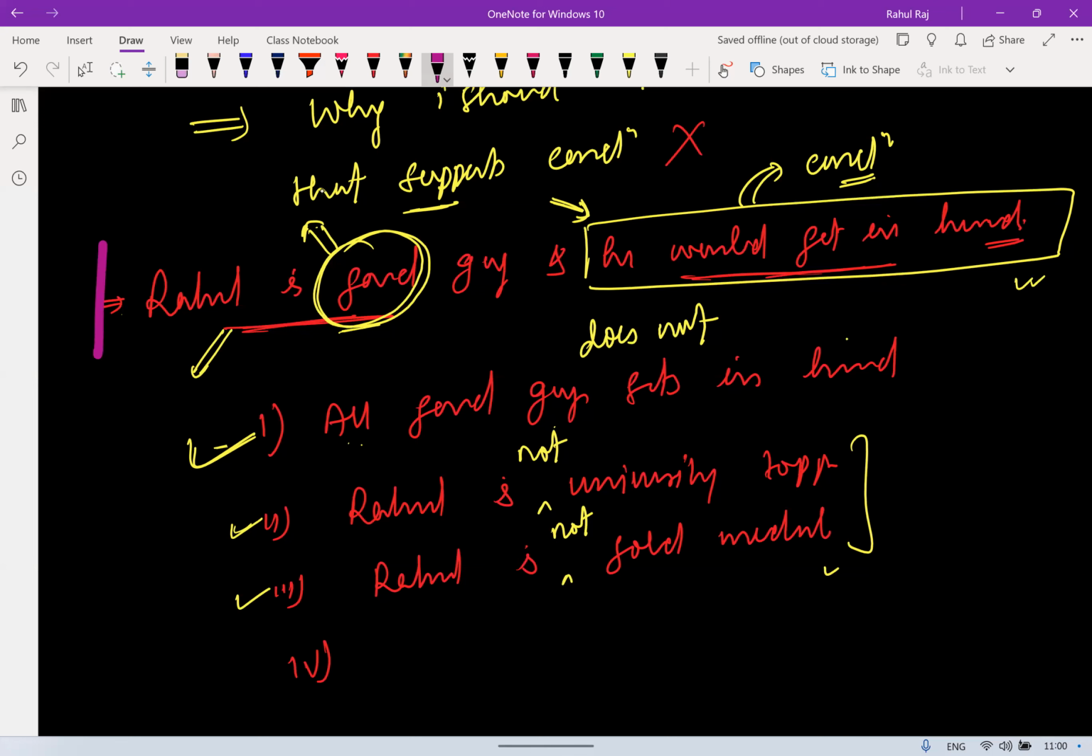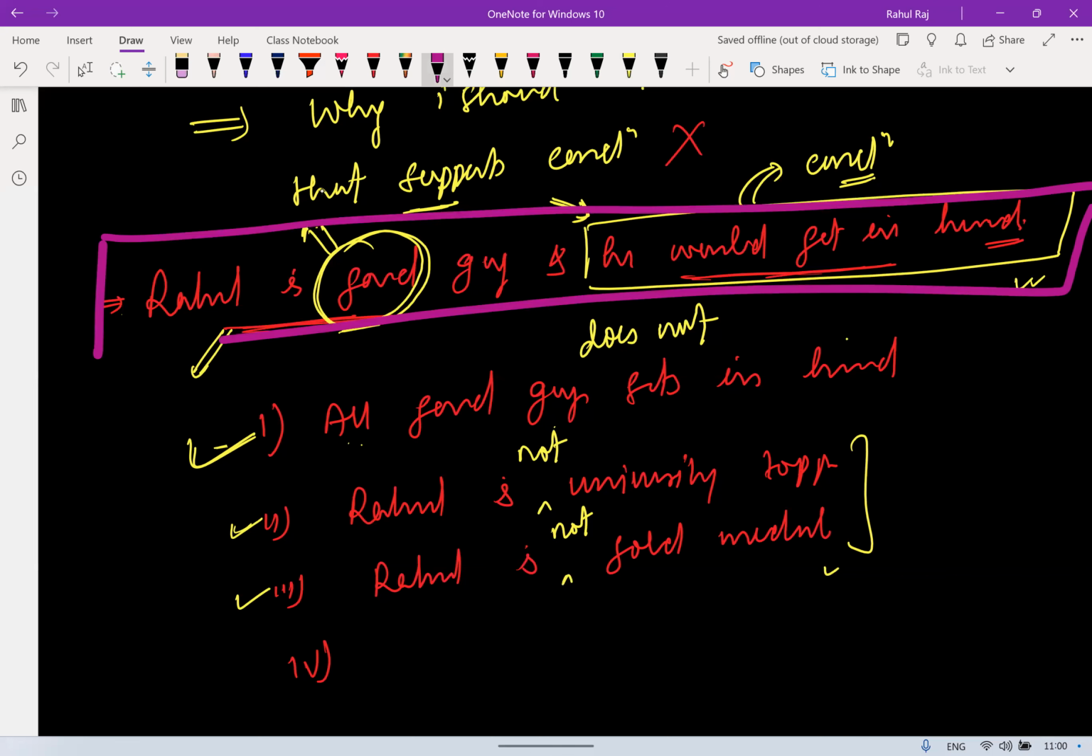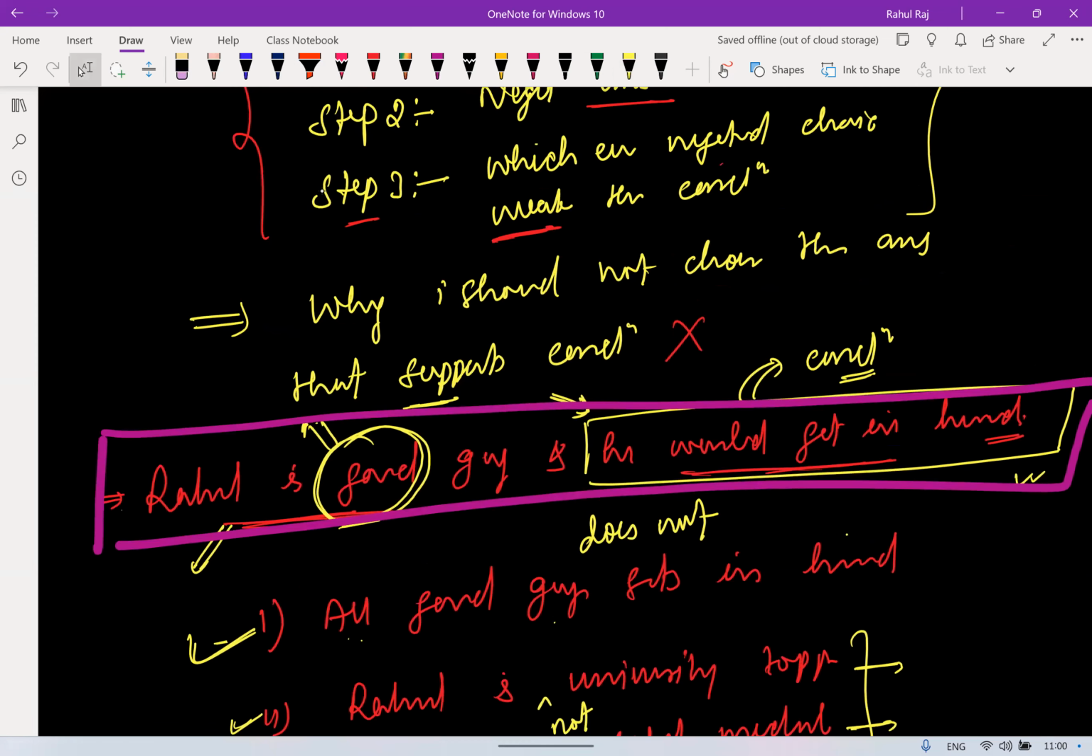My argument simply says Rahul is a good guy and he would get into Harvard. So these are answers which are beyond the scope of an argument. That's the reason it is said to please ensure... I think I'm making some sense to you. You can 100% ask me a question: Rahul, why should I not choose an answer that directly supports a conclusion, when you have made it very clear that assumptions always support the conclusion? So this is a very valid question from your end.